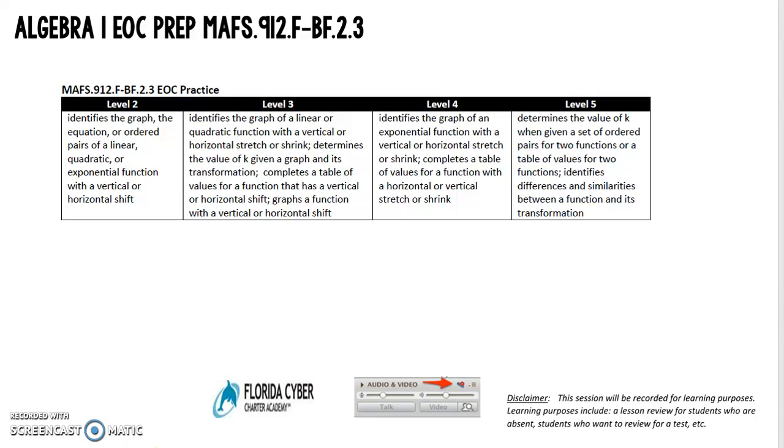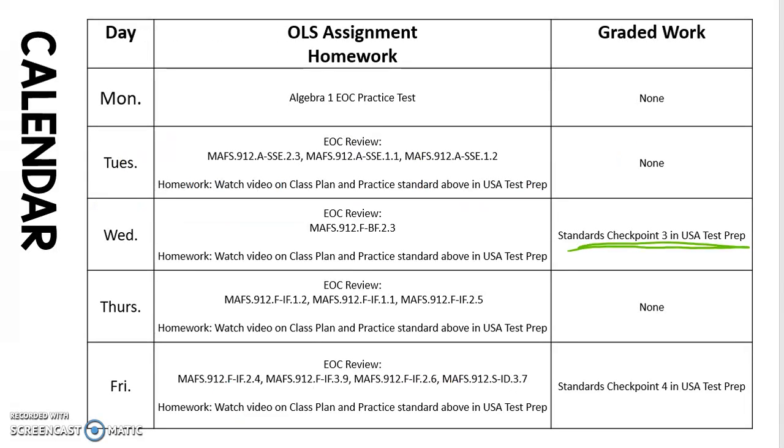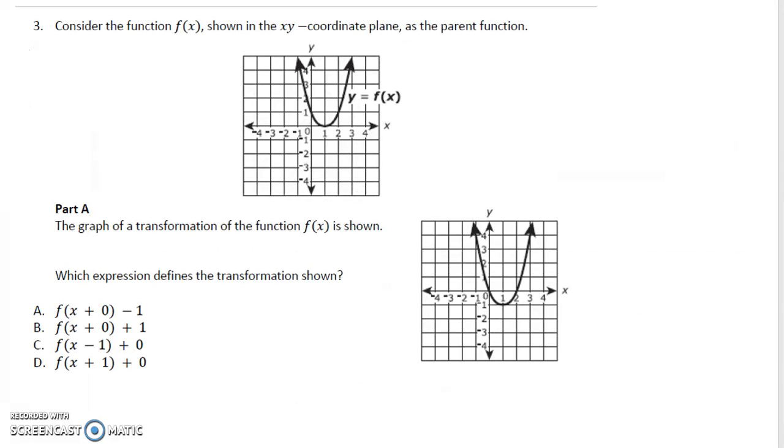This is going to be a really quick video, just basically reviewing the transformations of functions. So what a function does when it moves, how does it move? That's going to be the standard we're looking at today. Do remember that you have a standards checkpoint in USA Test Prep, standards checkpoint 3, that does need to be done. So let's go ahead and take a look.